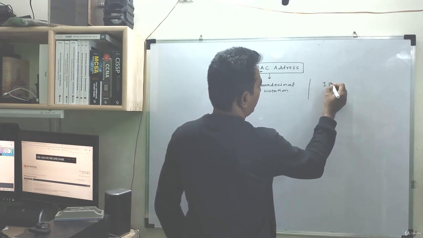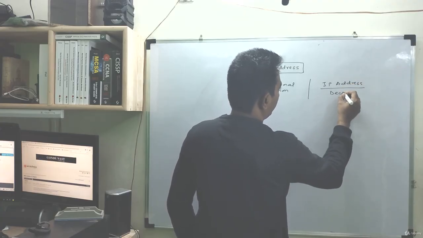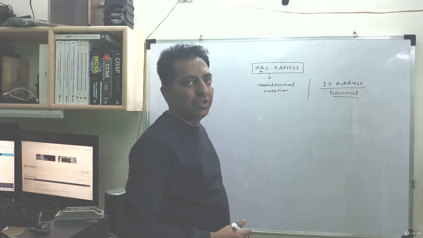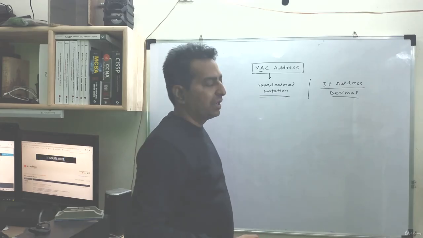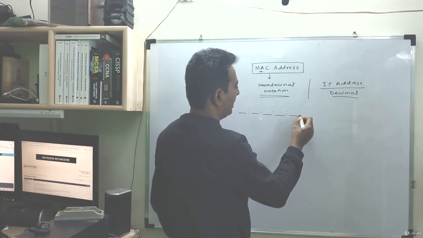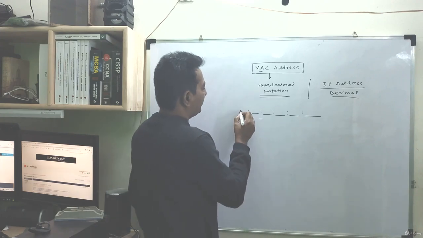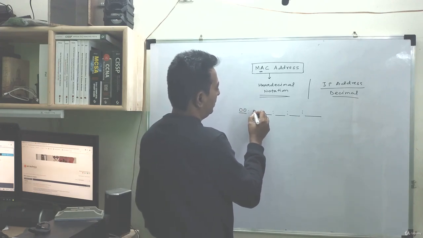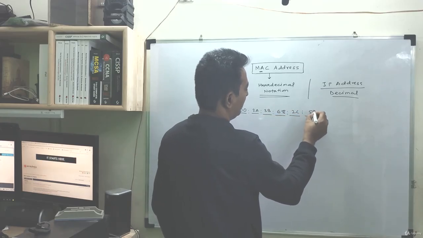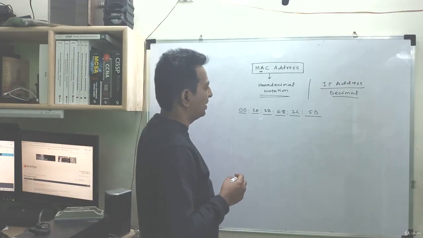IP address, on the other hand, is mentioned using decimal notation, but MAC addresses are mentioned using hexadecimal notation. So it's a 6-field address separated by a colon, 1 2 3 4 5 and 6. So friends, this is something like this: 00:2A:3B:6A:2C:5D. I have just picked up a random MAC address just for your understanding.